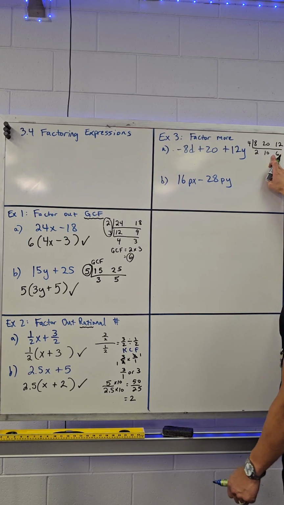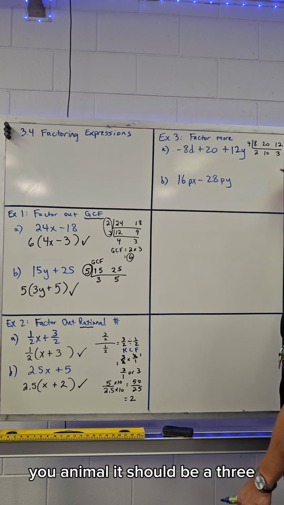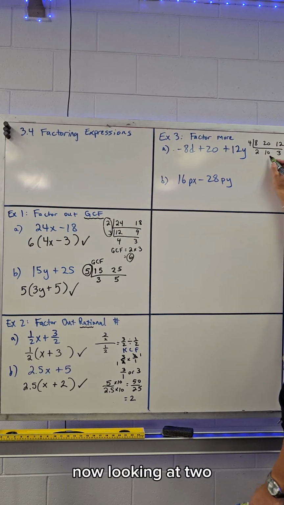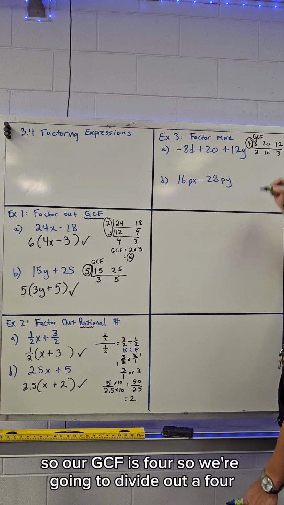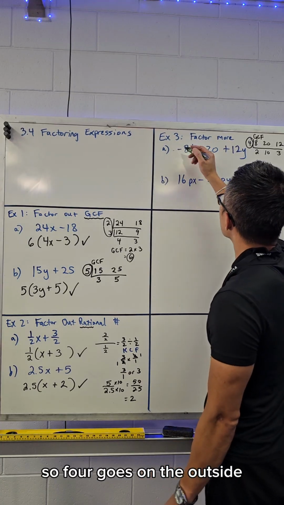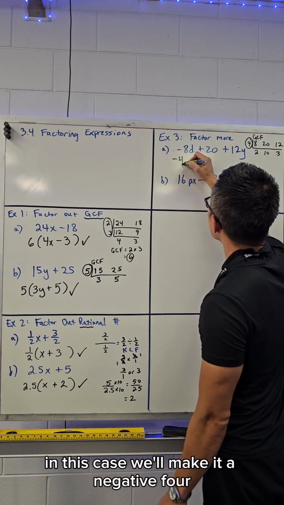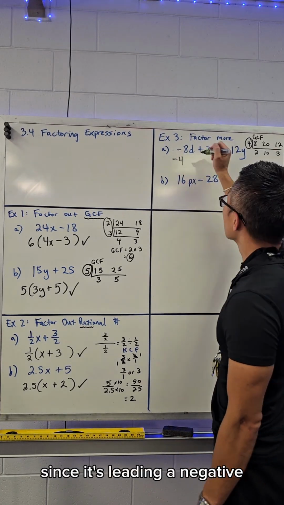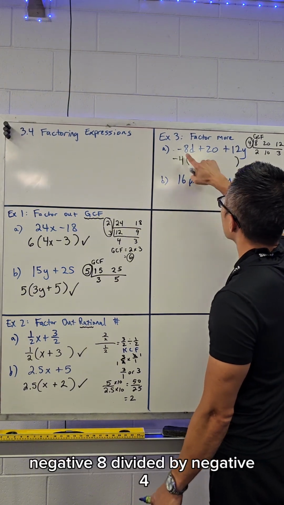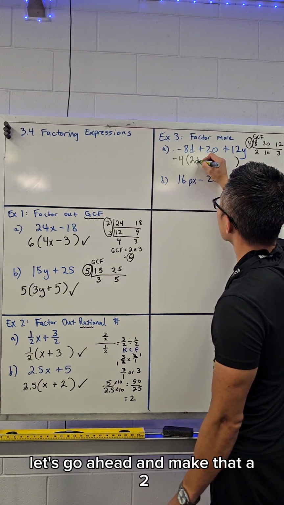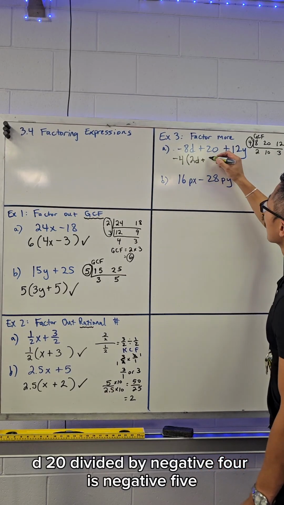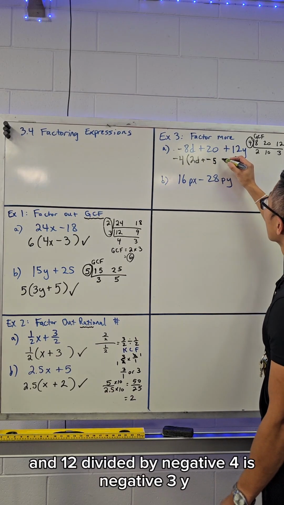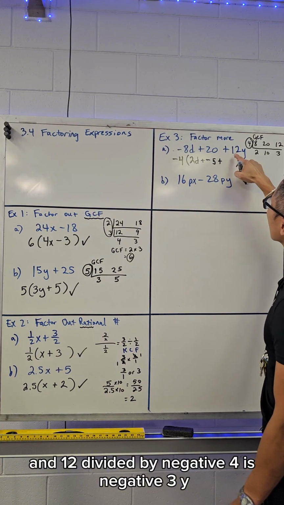Wait, 6? 12 divided by 4 is not 6, you animal. It should be a 3. Now looking at 2, 10, and 3, nothing in common, so our GCF is 4. So we're going to divide out a 4. So 4 goes on the outside. In this case, we'll make it a -4 since it's leading a negative. -8d divided by -4. Let's go ahead and make that a 2d. 20 divided by -4 is -5. And 12y divided by -4 is -3y.